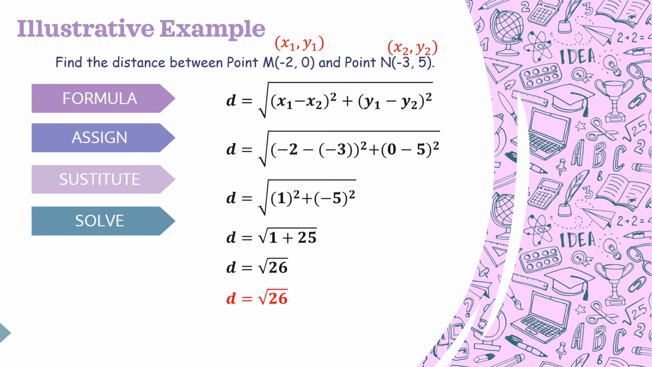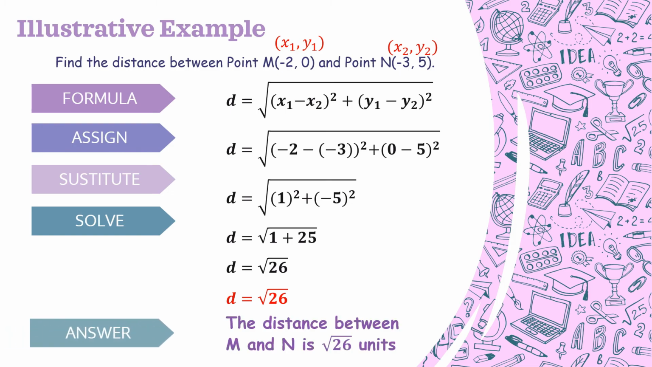So since 26 is not a perfect square and you cannot have factors which is perfect square aside from 1, you will have square root of 26 as your distance. So the distance between M and N is square root of 26 units.